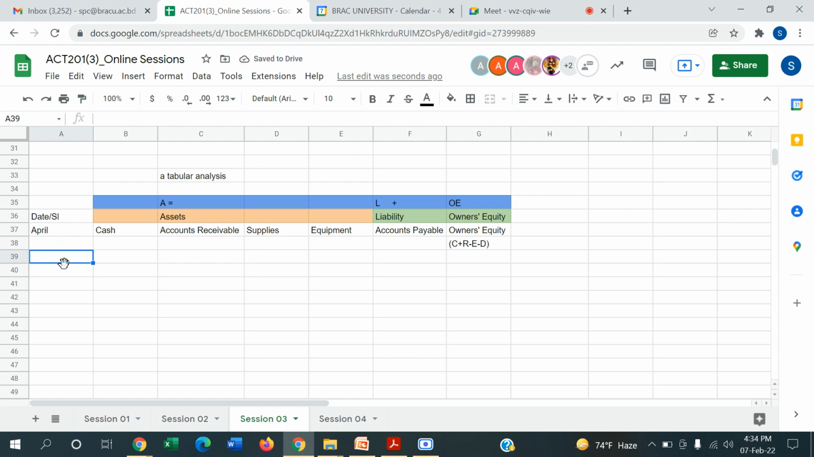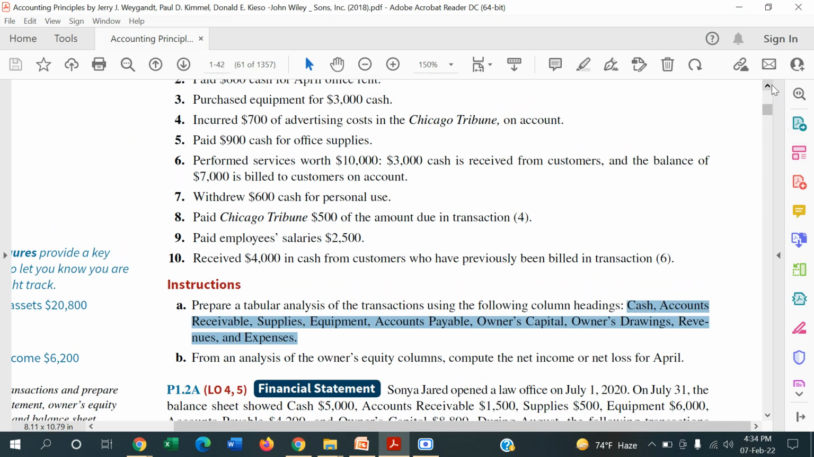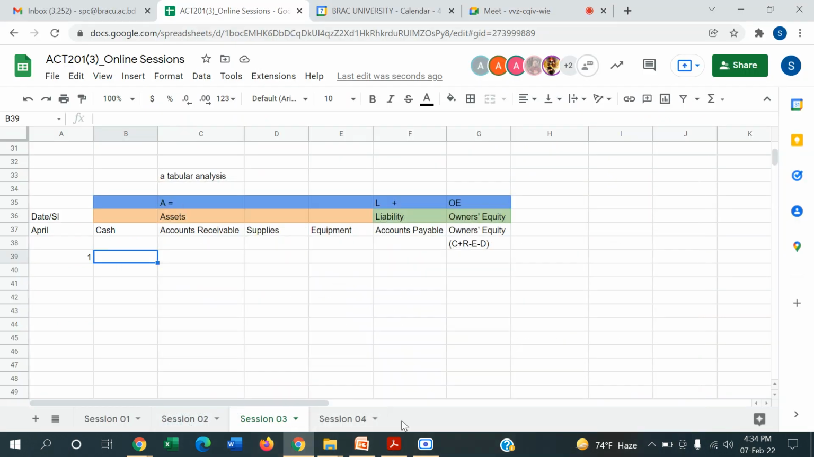So April's activities will be recorded here. The first one they mentioned: invested 15,000 cash to start the agency. Okay. So can you remember what accounts were affected?